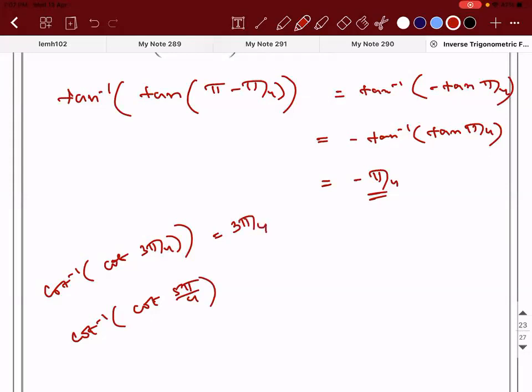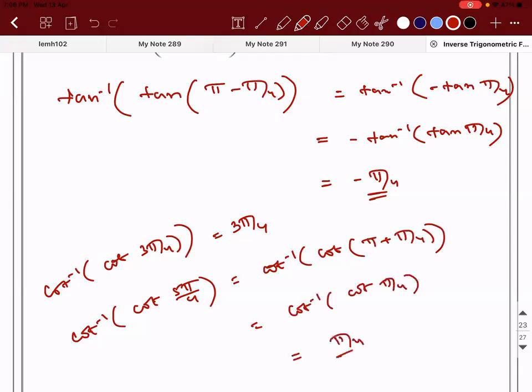See, for the above one, it is 3 pi by 4 only. Cot inverse of cot 5 pi by 4. What will you get? 5 pi by 4 is in which quadrant? Third quadrant. Cot is positive. So the answer is pi by 4. Right?